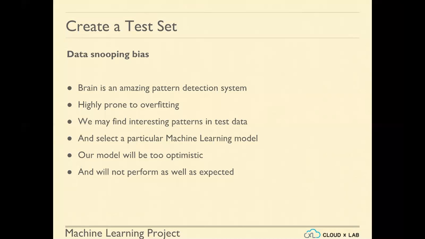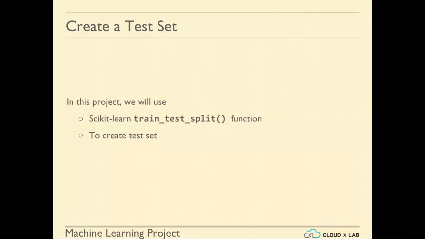So, memorizing is one of the effects of snooping biases, or one of the examples of snooping biases. So we are going to use a function from Scikit-learn called train test split. Let's do it right away instead of further exploring the data. We're going to use the train test split function to create the test set.